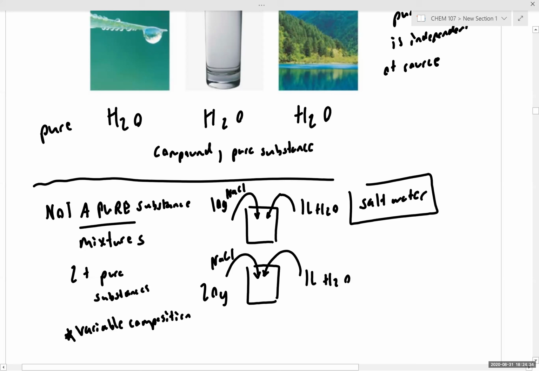Another example of a mixture, another example of something that's not a pure substance, is if you ever put sugar in your tea or in any drink that you make. You can put a different amount of each component when you make your mixture. As a result, that mixture, for example, your salt water or your sugar water, will have a different composition. Does that answer your question?